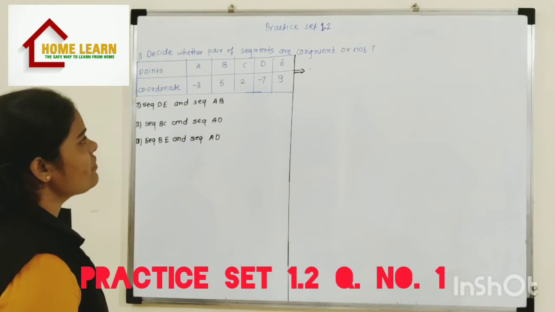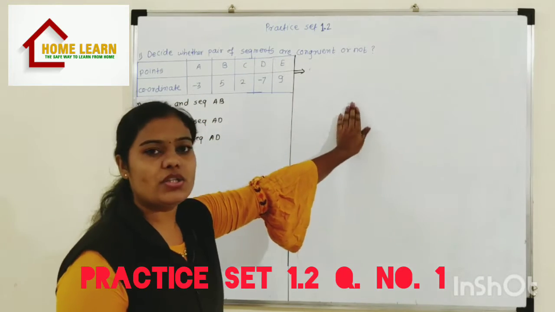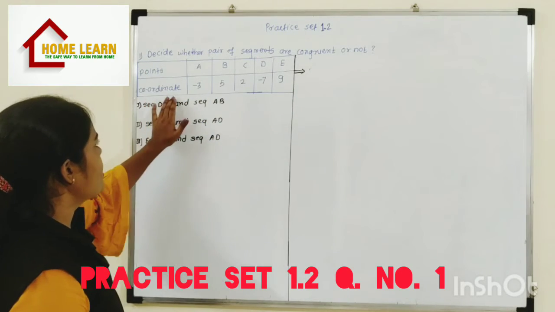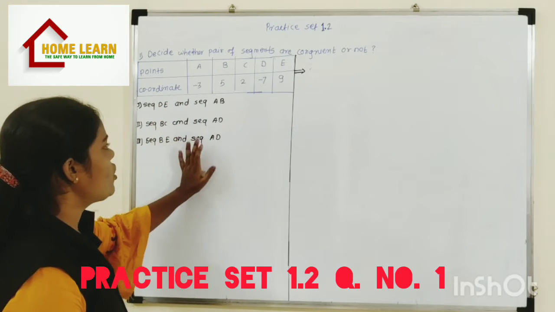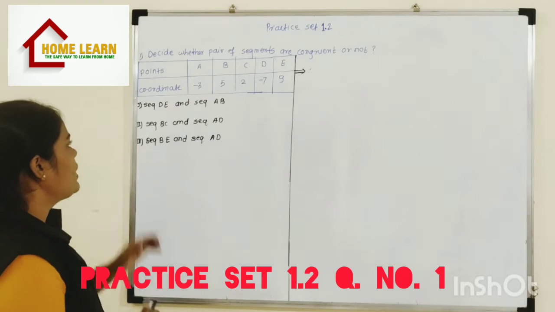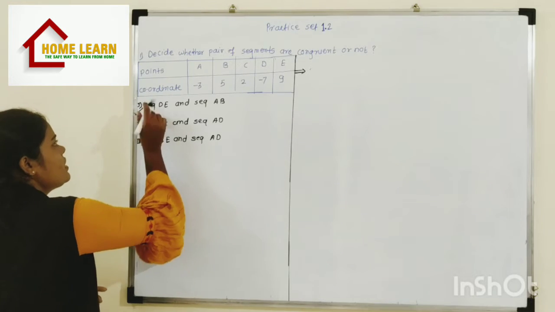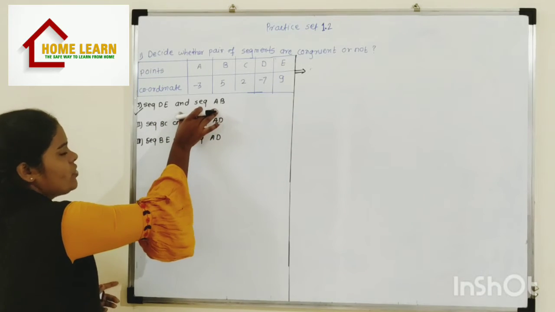1.2, and the first question is to decide whether a pair of segments are congruent or not. They are given some points and their coordinates, and we have to check whether the given two segments are congruent or not. They are asking three questions. So let's take the first one, that is segment DE and segment AB, whether they are congruent or not.